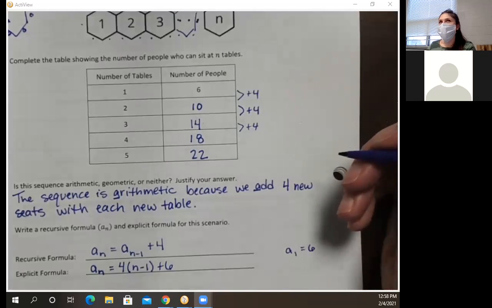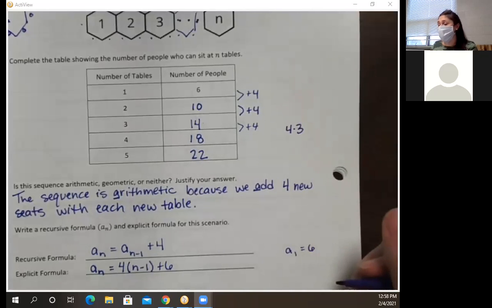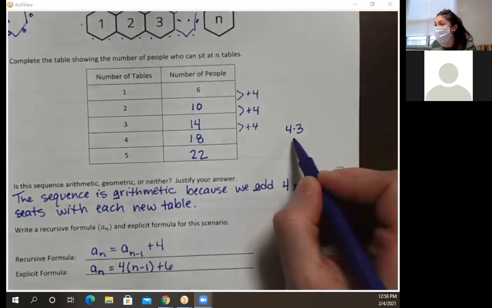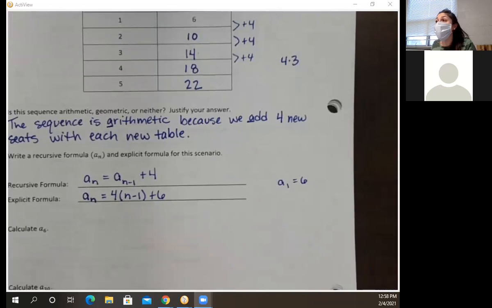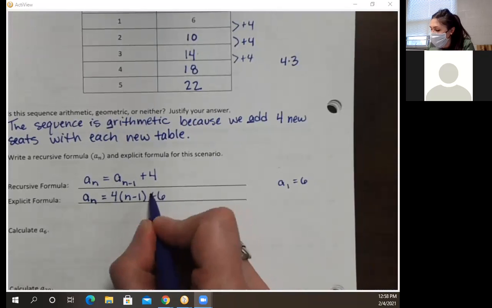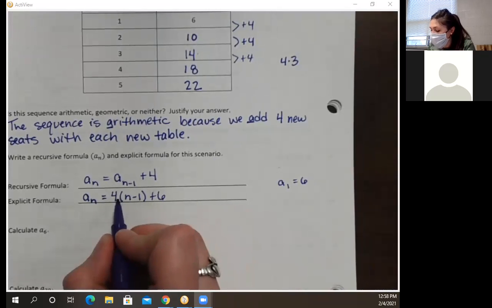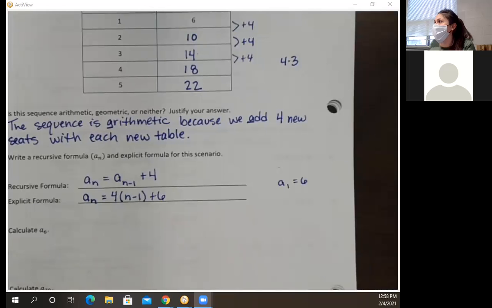I want to add 4 three times. Yeah, 4 times 3. We represent repeated addition with multiplication. So what we're saying here with our formula, and this is why it looks like multiplication, is we're starting with 6 people at a table. And then we're going to add 4 times however many tables we add.